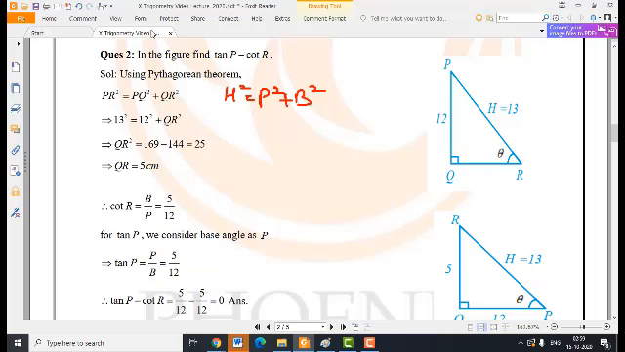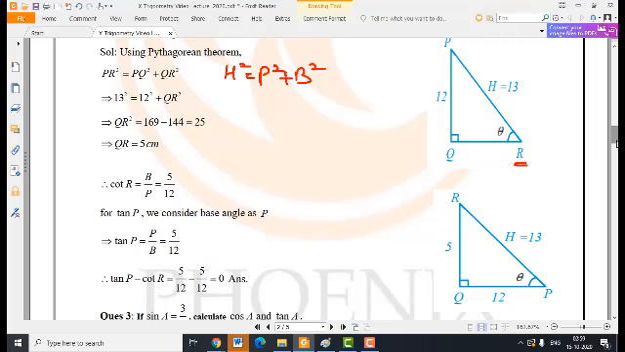Once we know the value of QR, we can use it to find the value of tan P as well as cot R. First of all, let us find the value of cot R, since we have already taken the base angle as R. Now what is cot R in terms of the ratios? Cot R is base upon perpendicular, that is QR upon PQ. QR is 5 centimeters, which we obtained using Pythagoras theorem. So let us mark this side as 5, and the perpendicular is 12, which was already given to you. So cot R is nothing but 5 upon 12.